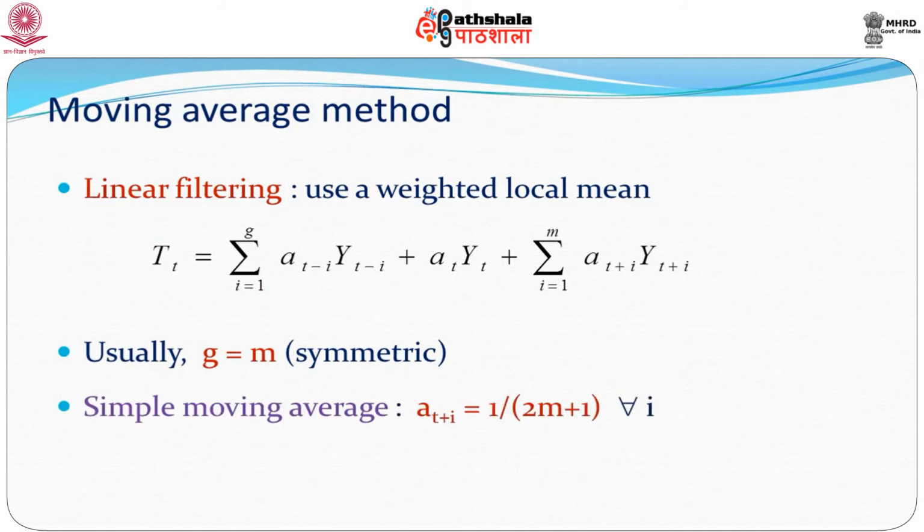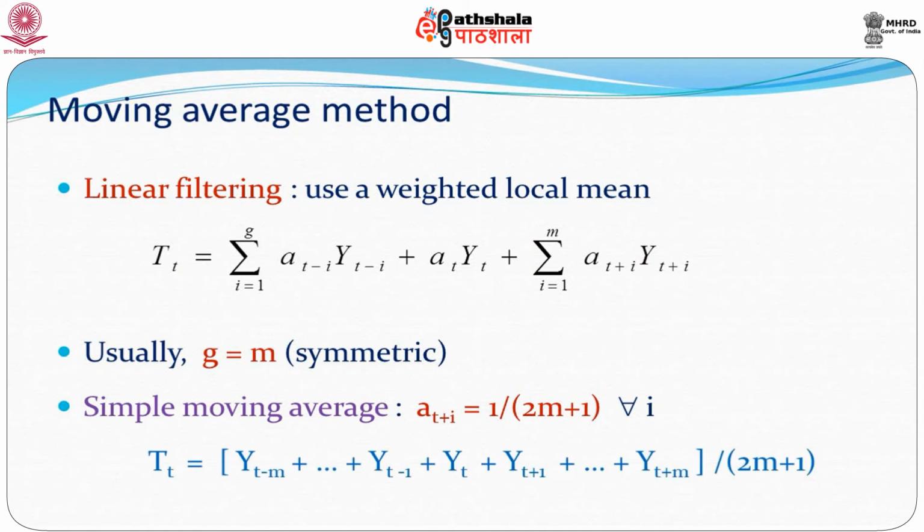We refer to this as a simple moving average if all the coefficients a are equal to 1 by 2m plus 1, and in that case the trend value looks like the sum of the previous m plus the subsequent m plus the current value. So, there is a total of 2m plus 1 values. This sum is divided by 2m plus 1 to get a representative value of T_t. You can see that when you average this out, all the fluctuations in the adjacent values of y_t are erased out.